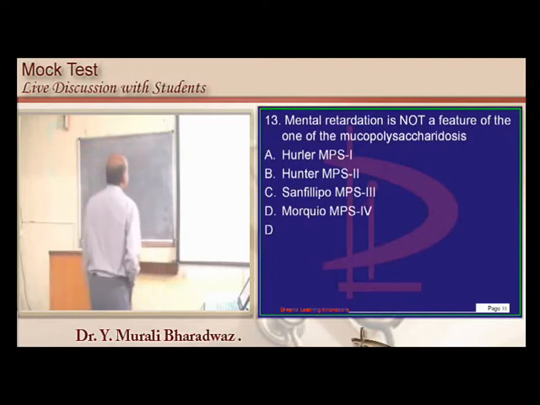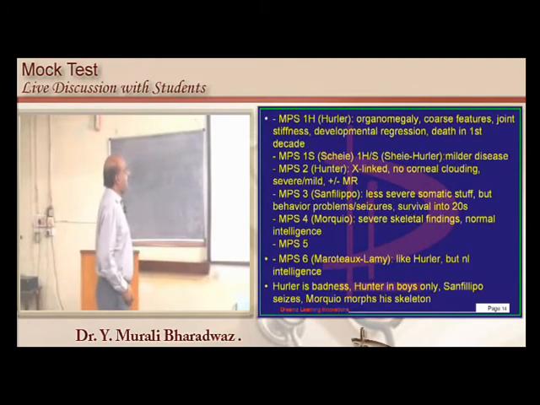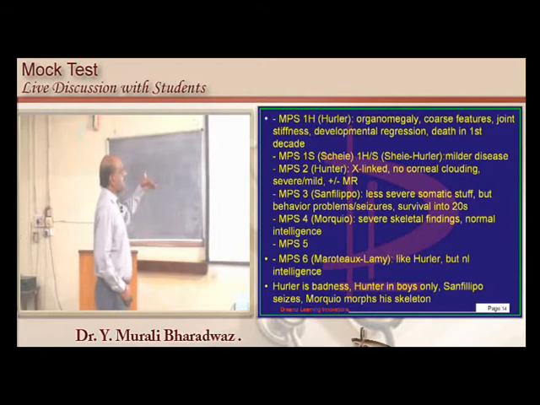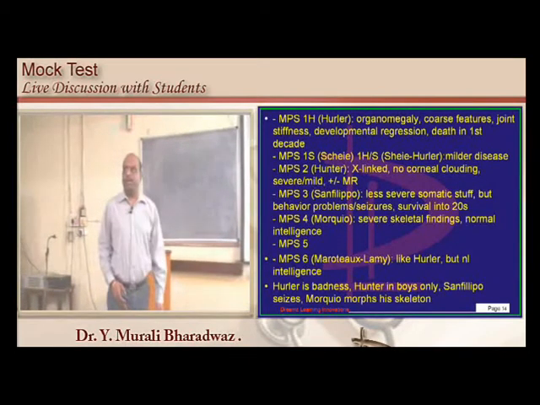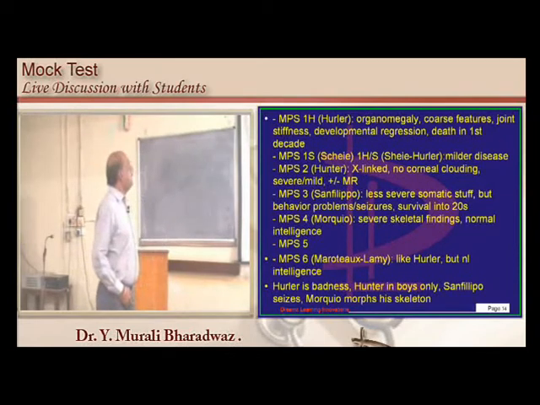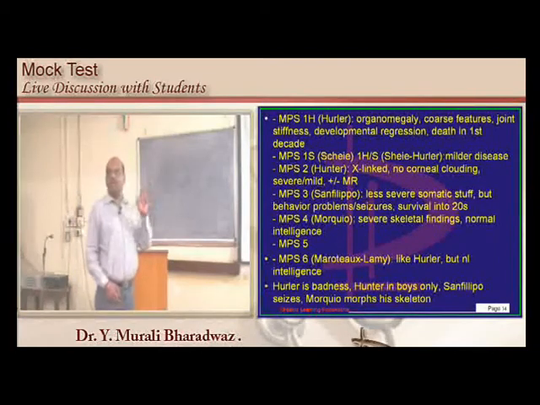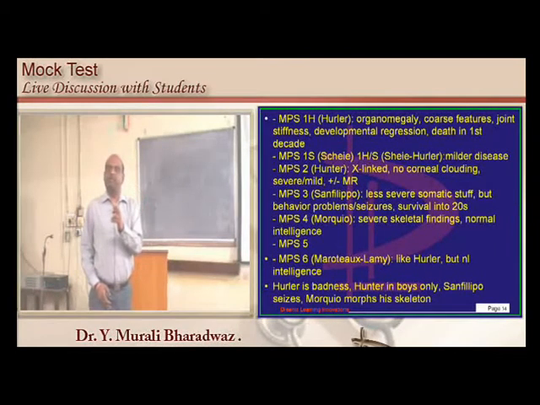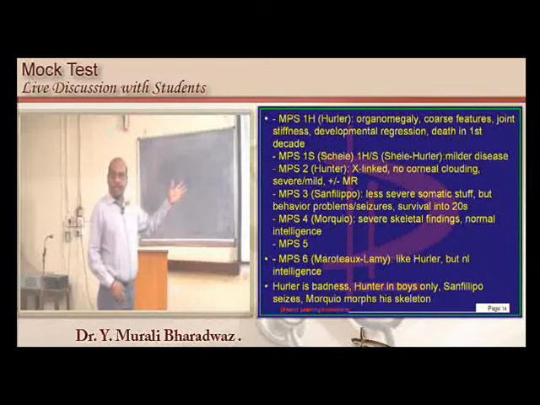Now the question is, in mucopolysaccharidosis, one is Hurler, with organomegaly, joint stiffness, and death in the first decade. Then Hunter is X-linked, and there is no corneal clouding, which is one of the favorite points. These are the 2 things about Hurler, doctor, I mean the Hunter. It is X-linked, without any corneal clouding. So Hurler is very bad because they will die. Hunter is seen in boys only.